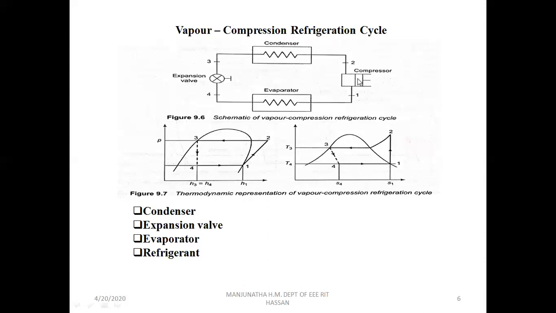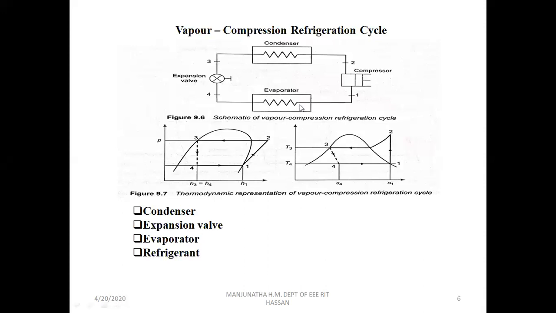The compressed vapor is then cooled in the condenser chamber, and during cooling it becomes a saturated liquid. First we compress the refrigerant, then we condense it in order to cool it. In the condensation chamber it is converted into saturated liquid, and it is expanded from high pressure to low pressure in the expansion valve, and then it goes to the evaporation chamber.